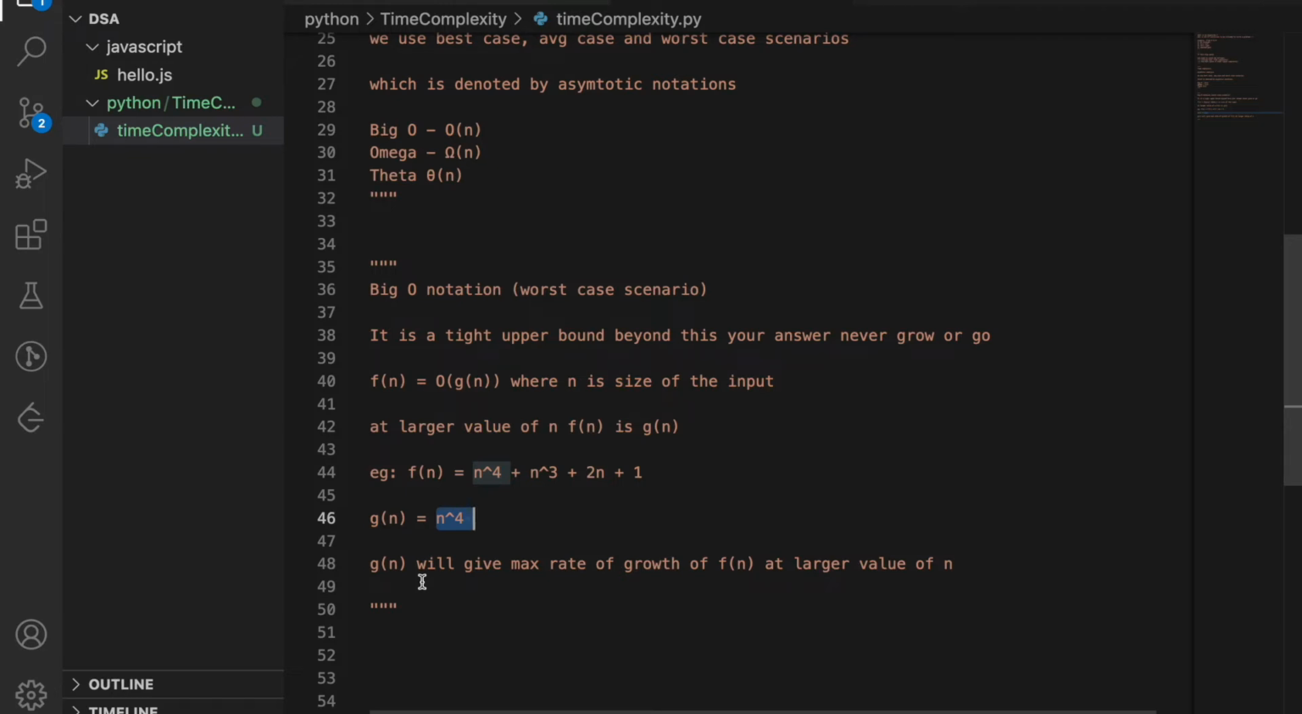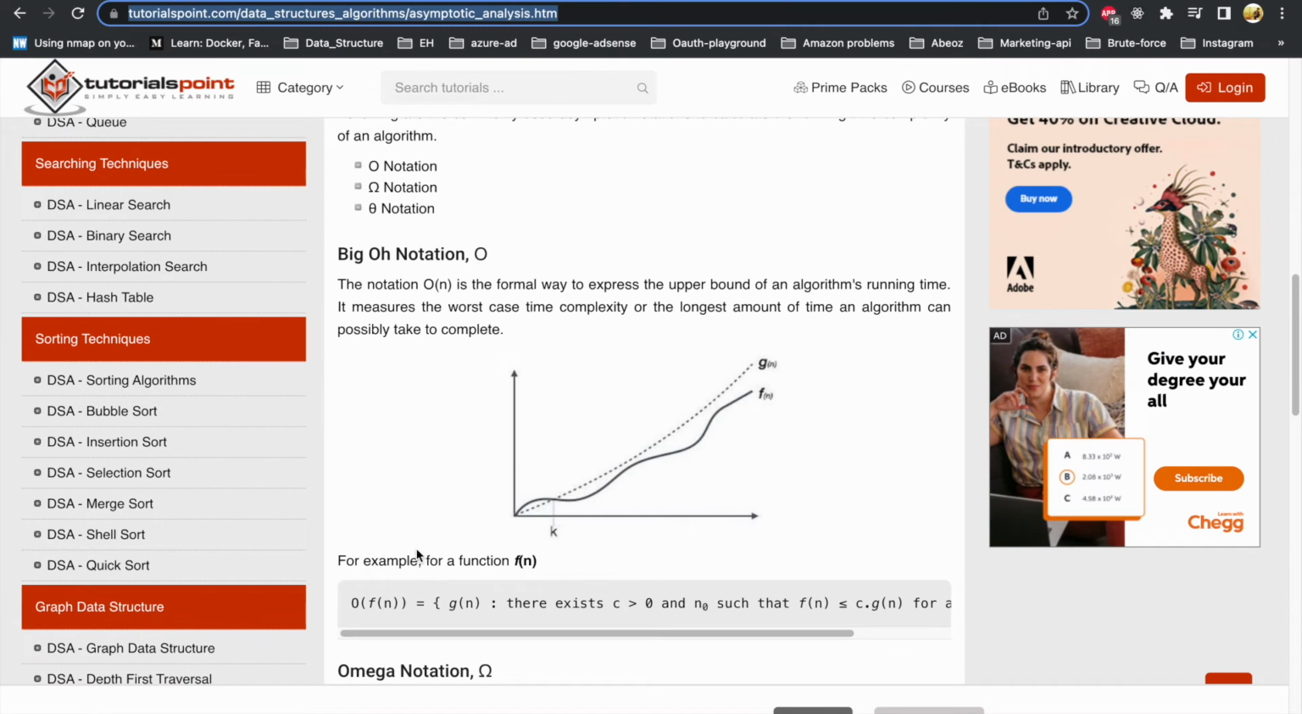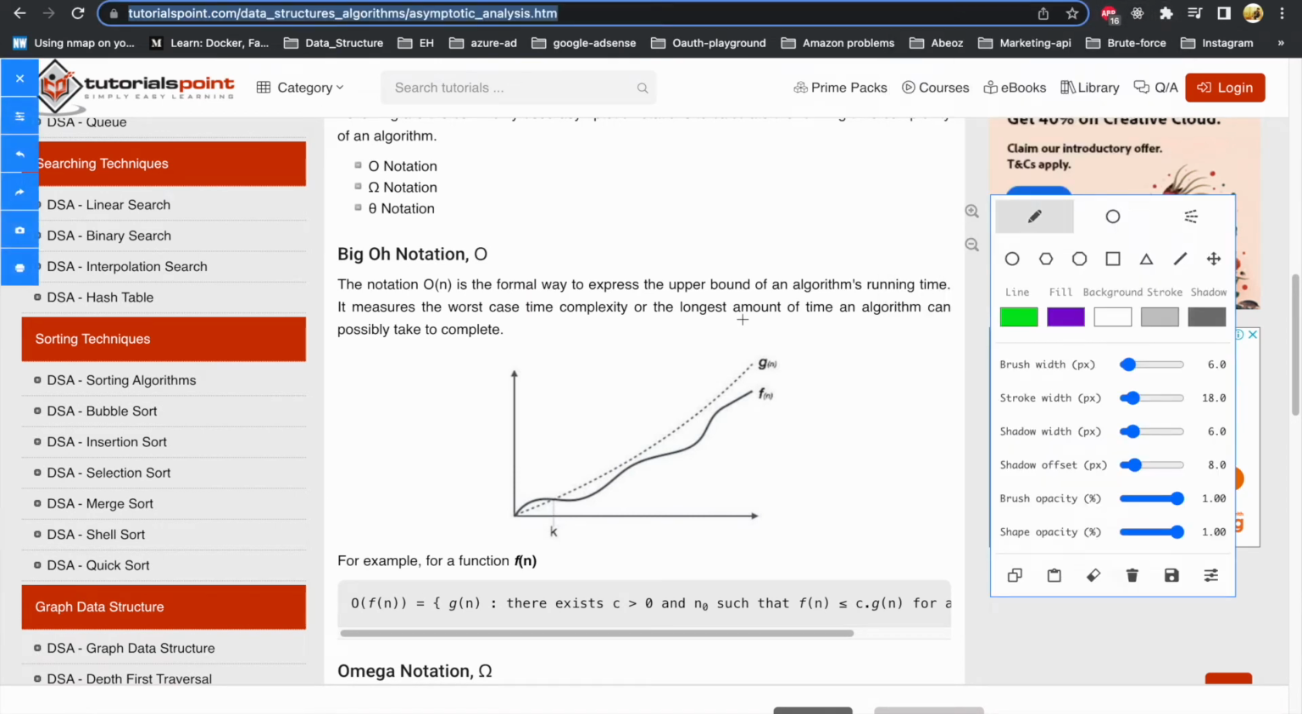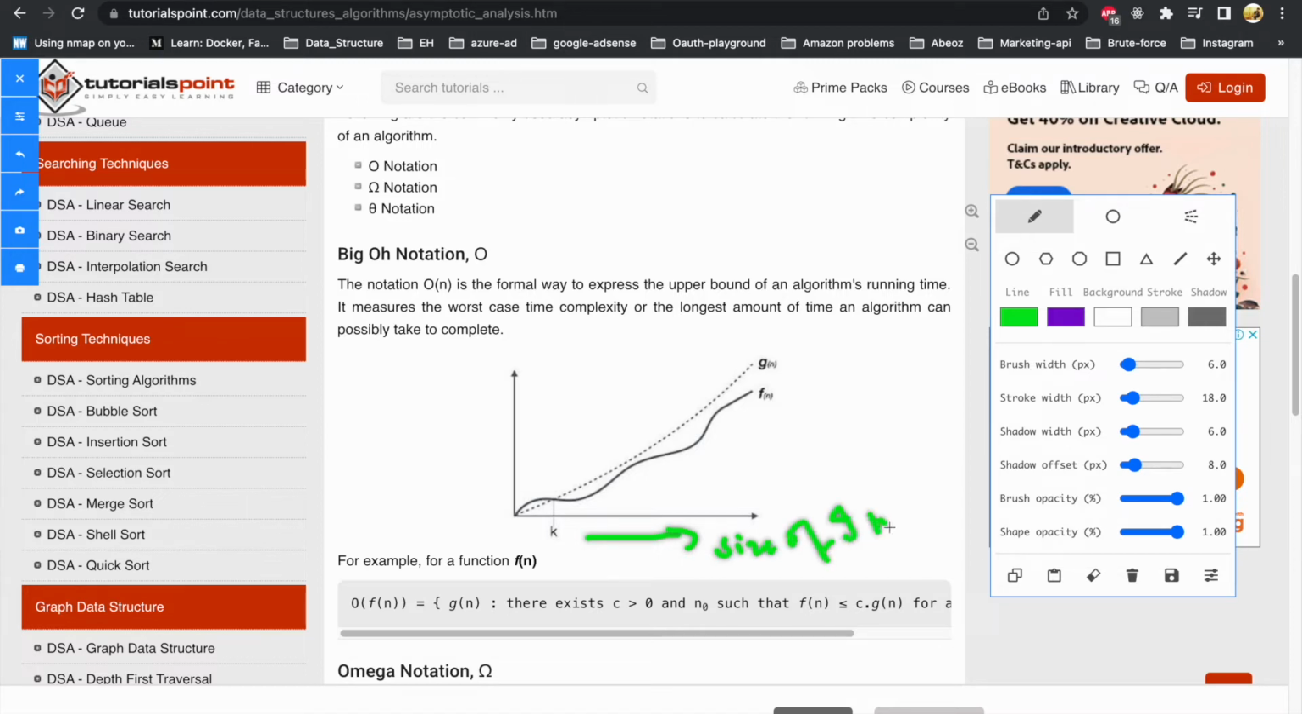Let's do this graphically. So coming here, this is the big O notation, where the x-axis is the size of input, which is n, and the y-axis is the rate of growth, right?